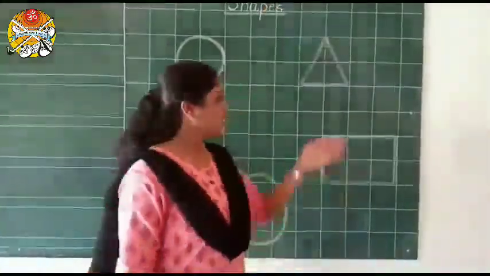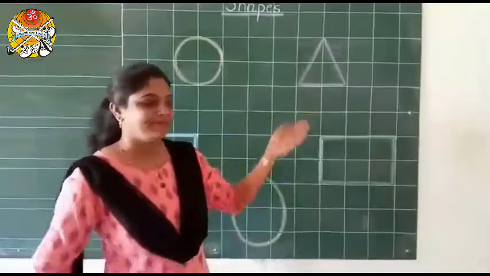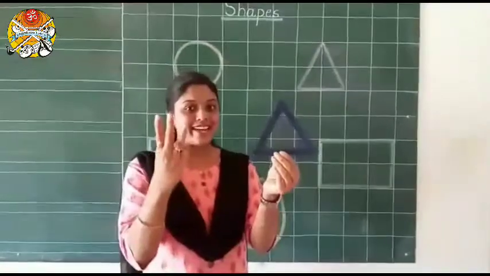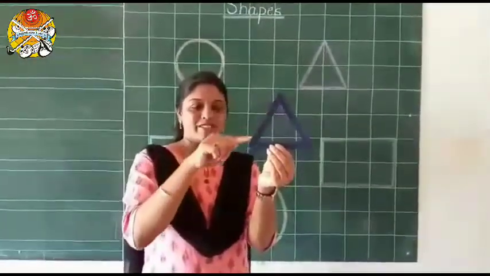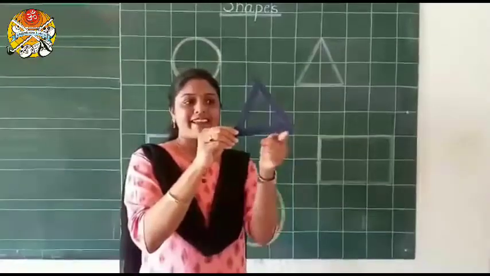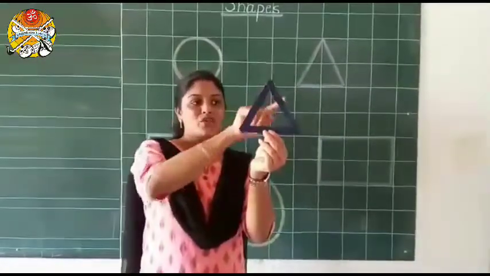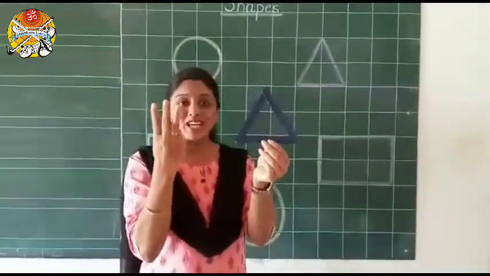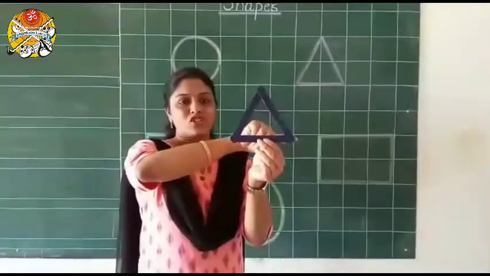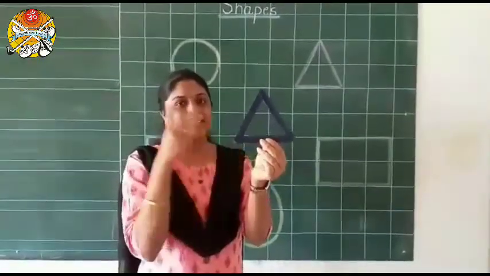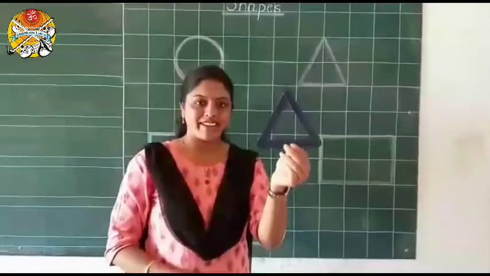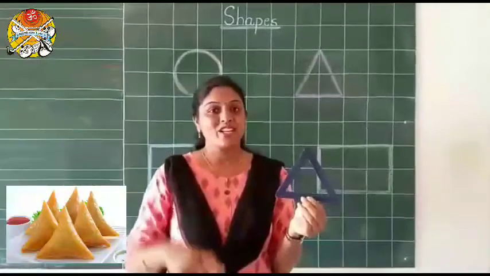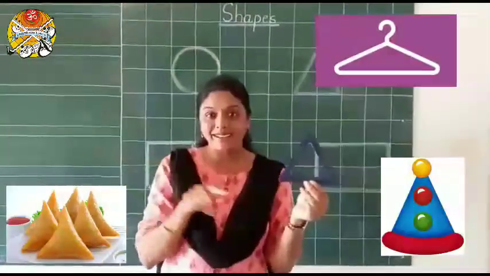Now the next shape is triangle. Which shape is this? Triangle. And triangle has three sides, three corners. This is first side, second and third. 1, 2 and 3. 3 sides. And how many corners? 3 corners. 1, then 2 and then 3. There are 3 sides and 3 corners of triangle. And examples of triangle are samosa, joker's cap, hanger.